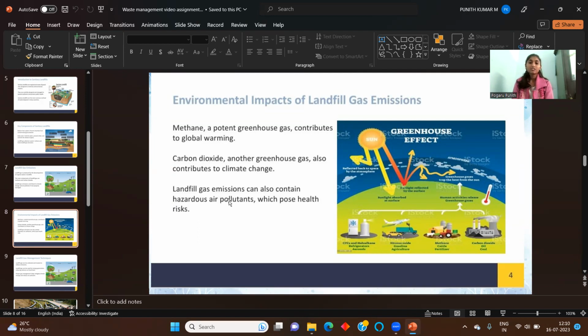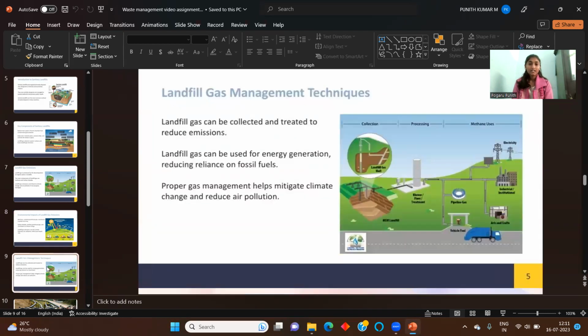Landfill gas emission can also contain hazardous air pollutants which pose health risks. And next is landfill gas management techniques. What are the techniques taken during landfill gas emission management? Landfill gas can be collected and treated to reduce the emissions of gases. And also, landfill gas can be used for energy generation, which reduces reliance on fossil fuels.